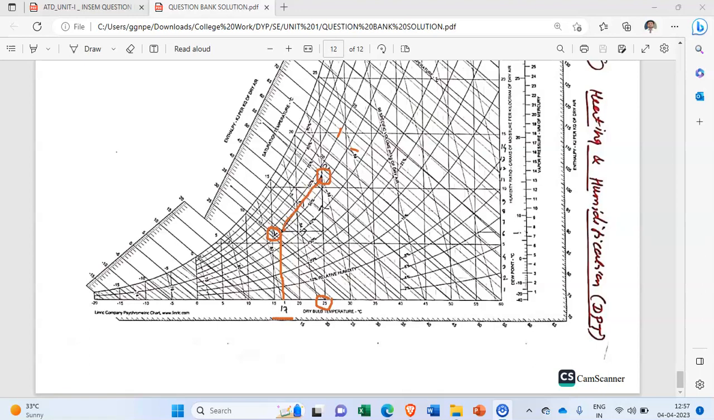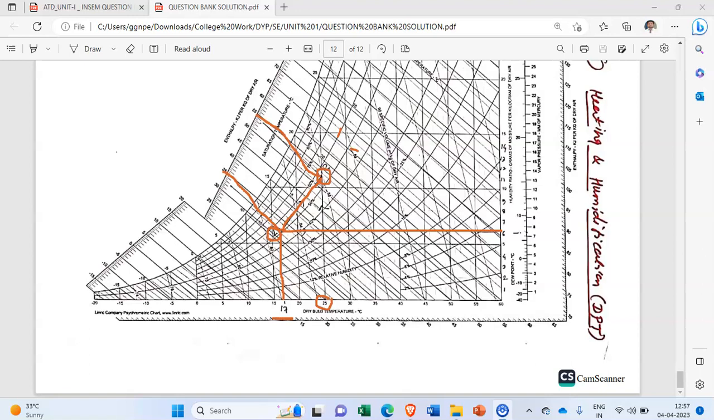From point number 1 we can calculate the H1. From point number 2 we can calculate the value of H2. So you calculate these values. From point number 1 we can calculate here, if you see here, at this particular point.